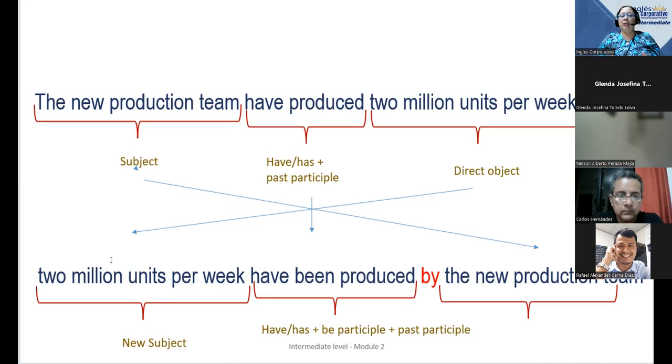Si queremos transformar de la voz activa en donde lo más importante de la oración es quien realiza la acción y lo queremos cambiar haciendo ver más importante la acción que quien lo hizo, entonces usamos la voz pasiva, okay? De la activa pasamos a la pasiva. Okay. No siempre se puede pasar a la voz pasiva.